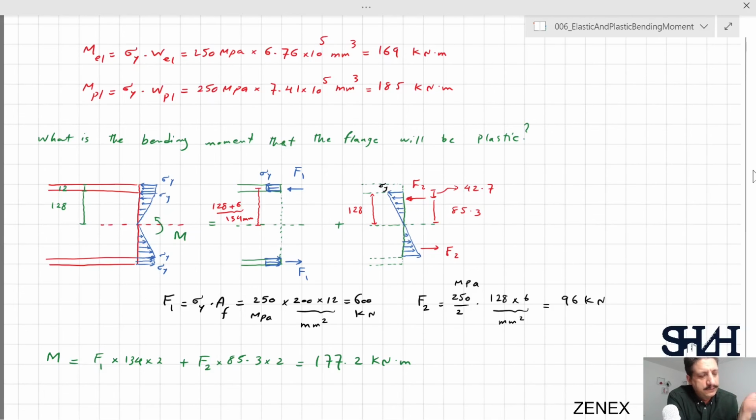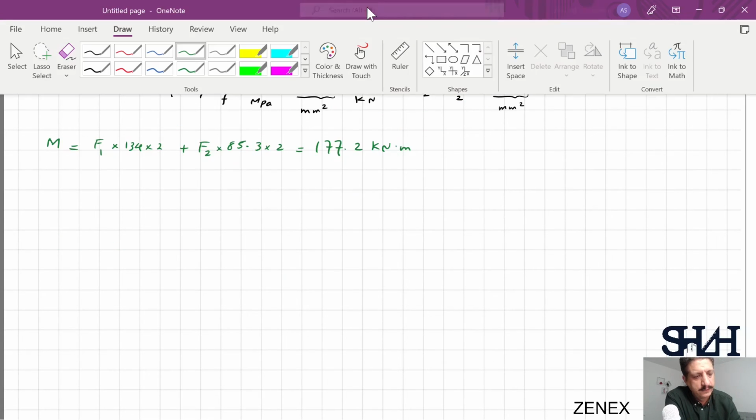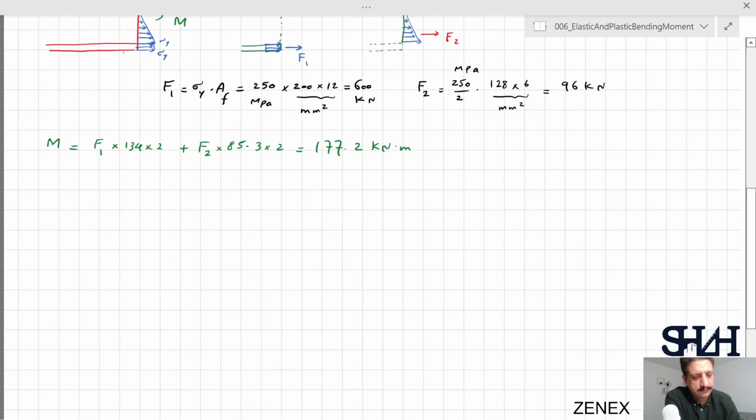One would ask that if we do not have 177.2, then how can we know if the flange is plastic or not. If you do not have this 177.2 kilonewton meter as the moment at which the entire flange will be plastic, then I would advise you to first calculate the moment at which, for example, the flange will be completely plastic. Then after that, you can decide with the given equation if your plastic depth is inside the flange or a partial part of the web is also plastic. So we can have one example and continue with the same example.